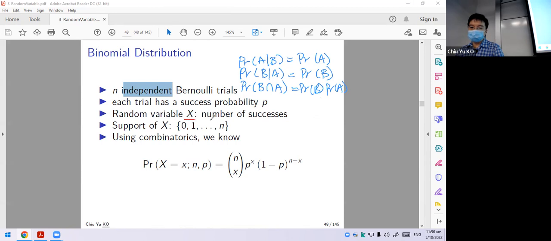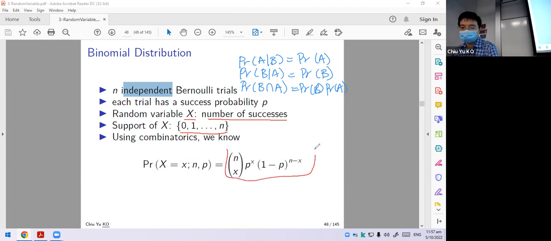And next is the number of successes. You have n trials, so you can have either no success, or 1, up to n. So there are n plus 1 possible outcomes, because you can have 0 successes. So the support comes from 0 up to n. And actually, using combinatorics, we know the probability is like this.